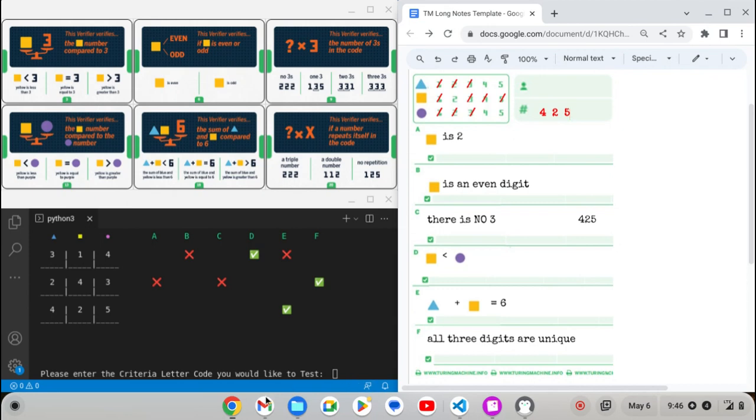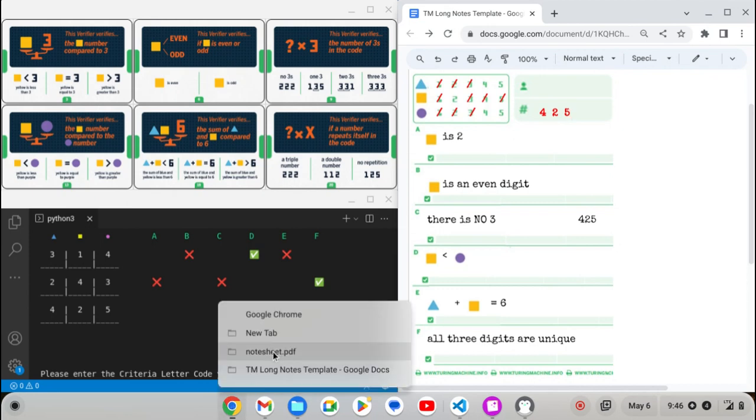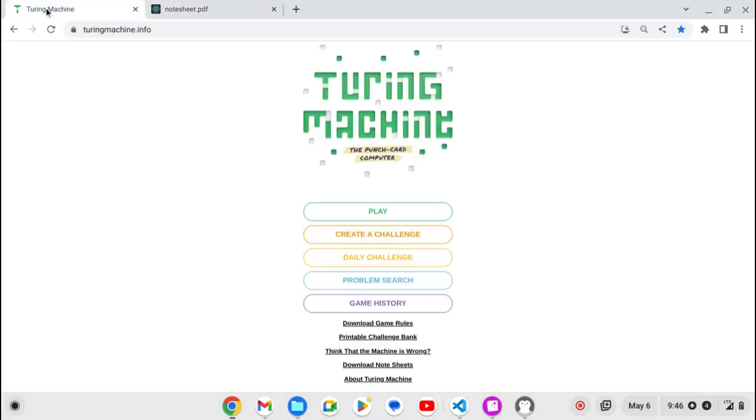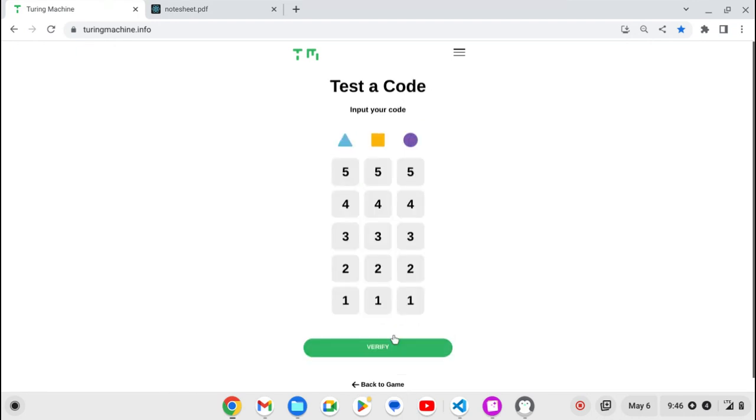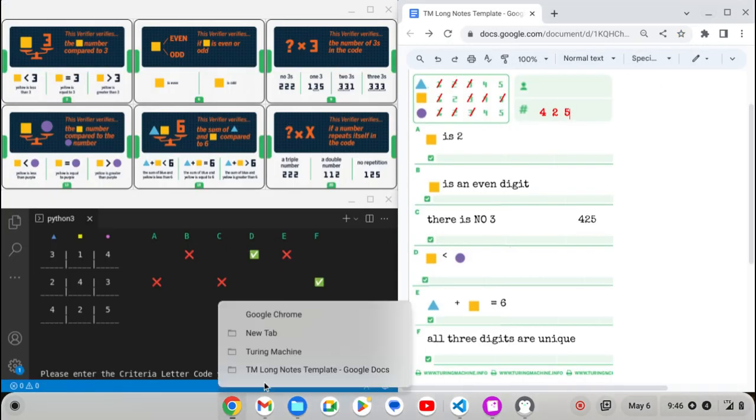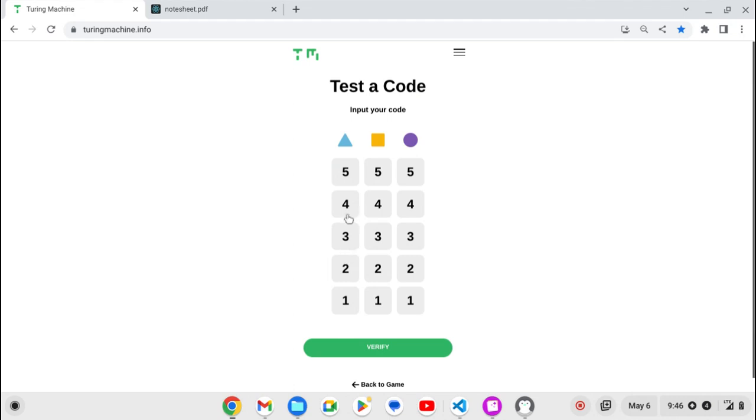So let's go to the official Turing Machine test and confirm. Well, let's go to our daily challenge. This is today, May 6th, and that's the unique code for our Turing Machine puzzle. Let's test the code, and again, that code was 425. Okay, verify. All right, congratulations, this is correct.